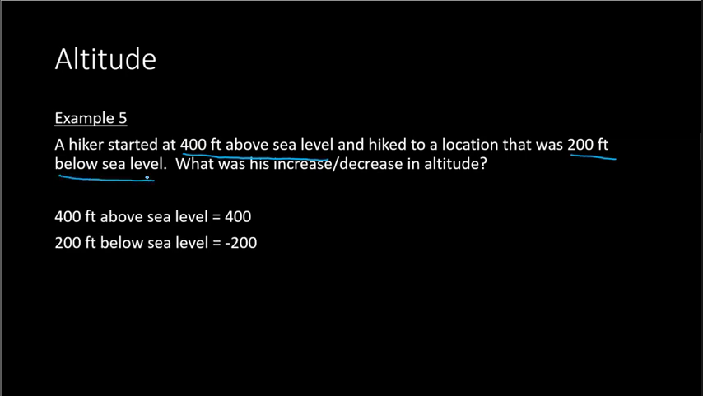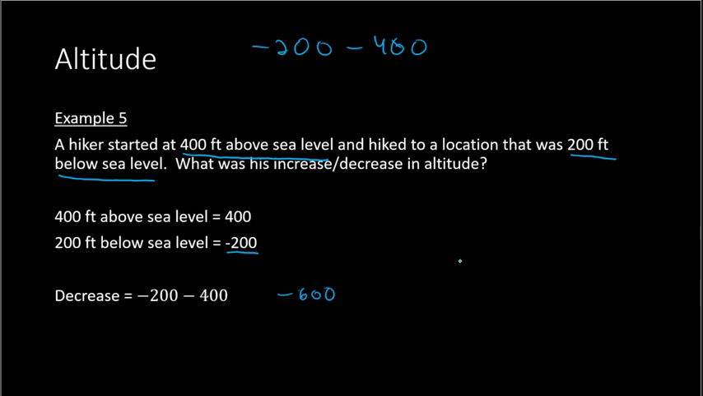It's a negative 200. So to figure out his change in altitude, we must subtract. So we subtract where he ended up, which was the negative 200, from where he started, which was a positive 400. So we take negative 200 minus 400 to get our solution. Here both numbers are negative, which means we have to add the 200 and 400 to get 600, and then keep the sign as a negative. So our solution would be a negative 600 feet. So that was his decrease in altitude. He decreased in altitude by 600 feet.